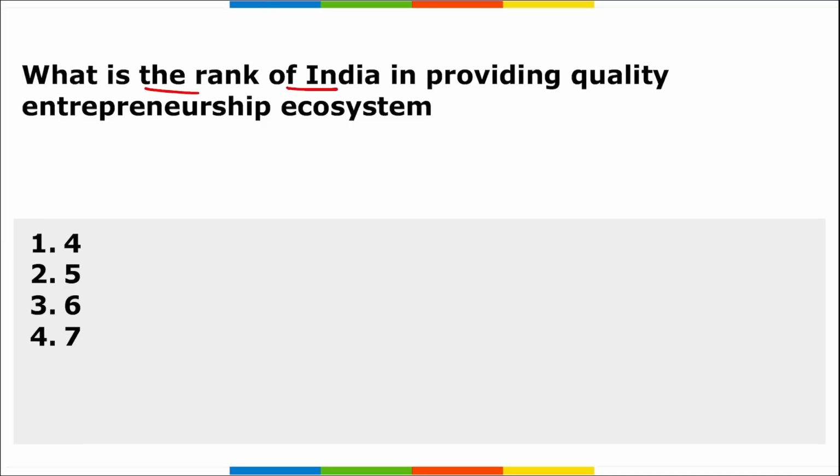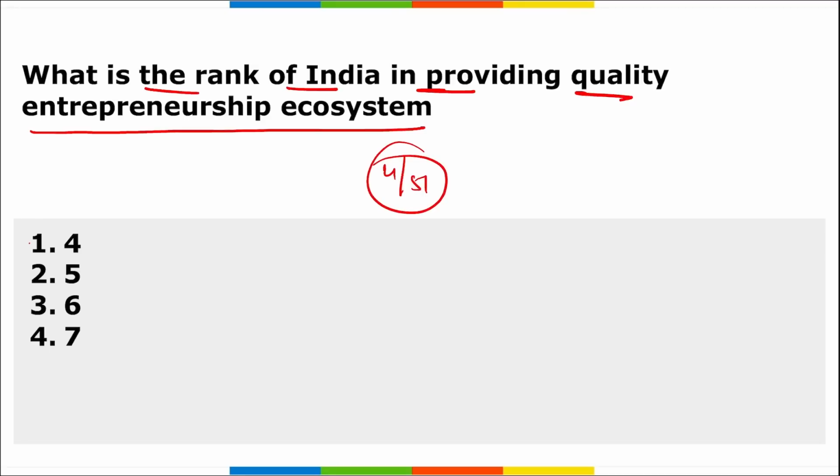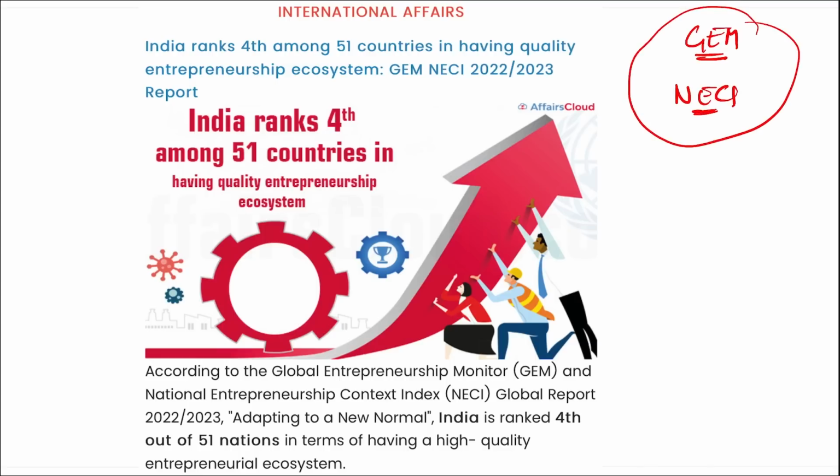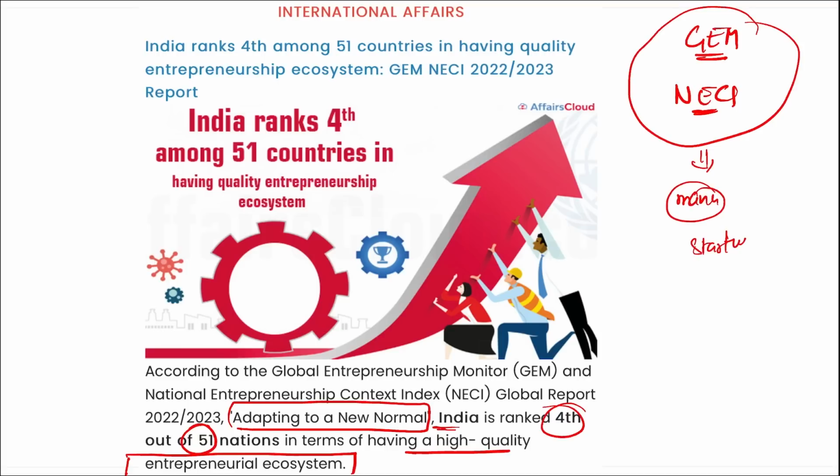Next question, what is the rank of India in providing quality entrepreneurship ecosystem? So remember, India was ranked 4th out of 51 countries in having quality entrepreneurship ecosystem. This data was released according to the GEM, that is your Global Entrepreneurship Monitor and National Entrepreneurship Context Index, Global Report for 22-23, according to them, a data was released that is Adapting to a New Normal. Here, India was ranked 4th out of 51 nations in having a high quality entrepreneurship ecosystem. If you see, our country is basically focusing on manufacturing, and we are focusing more on startups also. As there will be more companies, more startups, then our GDP will grow, and more job opportunities will also be provided to the people of India.